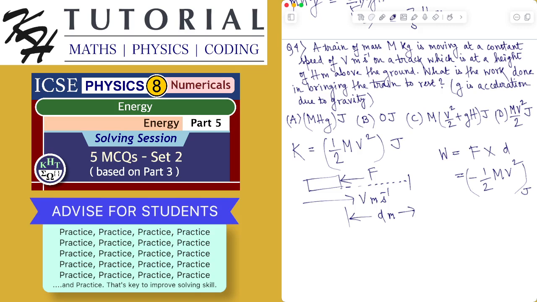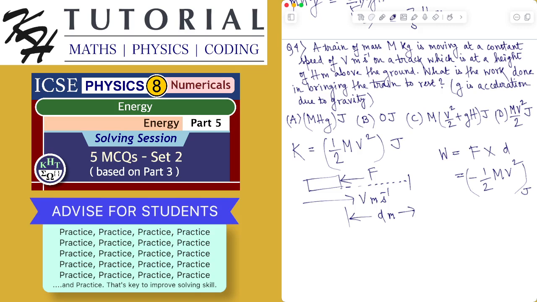Now, why? One thing to note is that the train is running on a track which is at a height of h meter. Obviously, the train has a gravitational potential energy of mgh, but when the train was put to rest, it was still at a height of h meter. So there was no loss in the gravitational potential energy of the train, so no work was done.